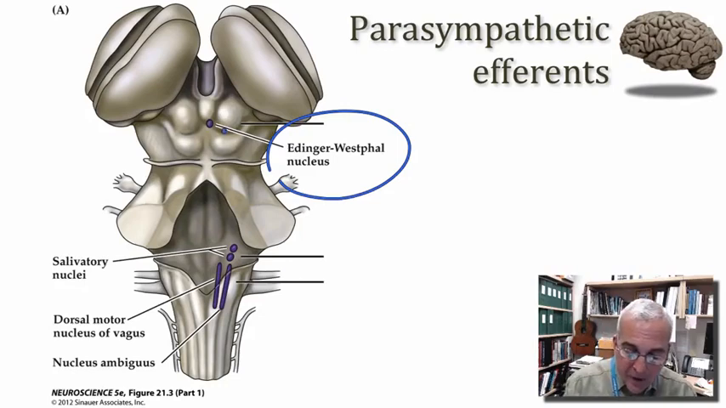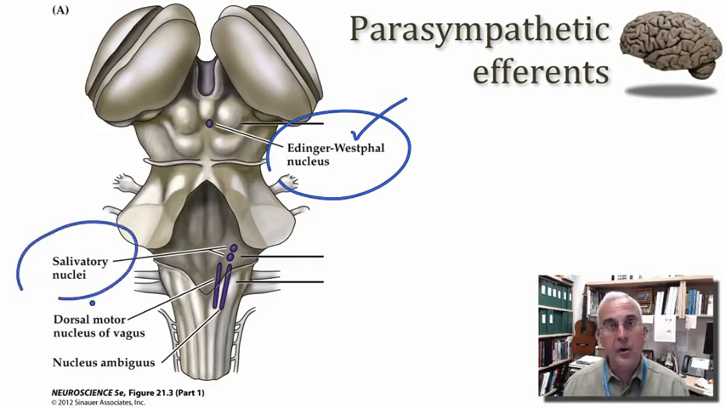But for now, just know that the Edinger-Westphal nucleus is a parasympathetic nucleus of the midbrain. The remaining parasympathetic nuclei of the brainstem are found in the caudal pons and in the medulla. So in the caudal pons, we have a set of nuclei that we call the salivatory nuclei. So these nuclei provide for parasympathetic outflow to our tear glands and our saliva glands.